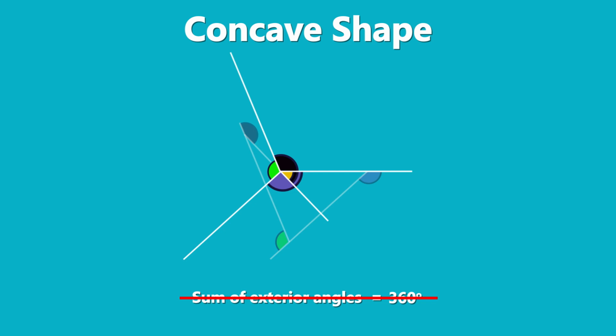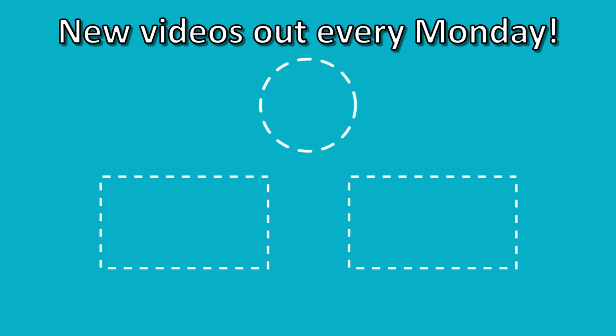So we found a boundary where this property of shapes doesn't work anymore. This property only applies to shapes that are not concave. So for all the exterior angles to sum to 360 degrees, the interior angles of the shape must all be less than 180 degrees, unlike this last shape that we've looked at. I'm going to leave that there for this video.